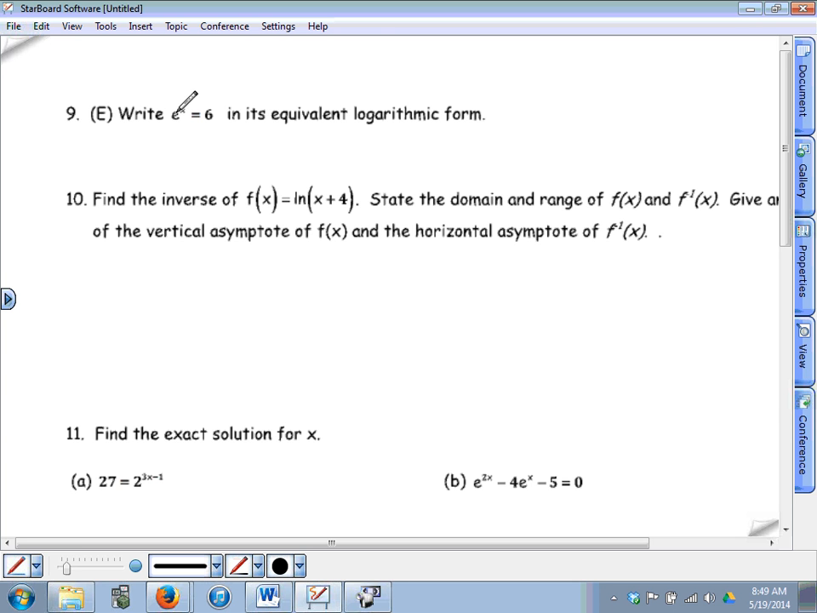Same type of thing. How do you cancel the base of e? So you use a natural log on both sides, and you get x equals natural log of 6. That's all you have to do.